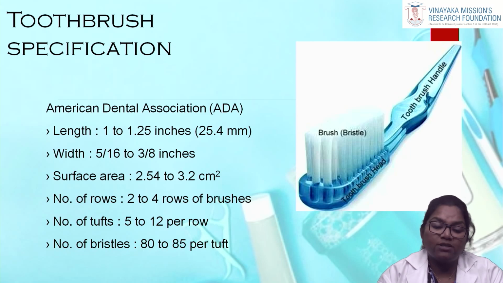We have the length, width, surface area, the rows, tufts and the bristles. According to it, the length is supposed to be 1 to 1.25 inches, the width is supposed to be 5/16 to 3/8 inches, the surface area is supposed to be 2.54 to 3.2 centimeter square, the number of rows is supposed to be 2 to 4 rows per brush, and then we have 5 to 12 tufts per row and 80 to 85 bristles per tuft.